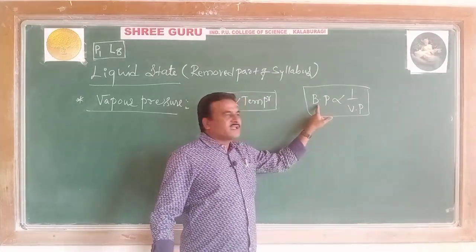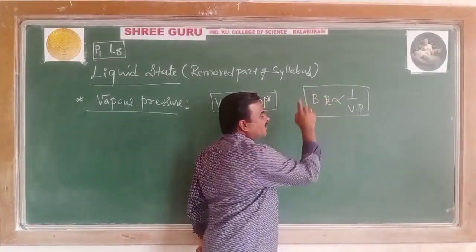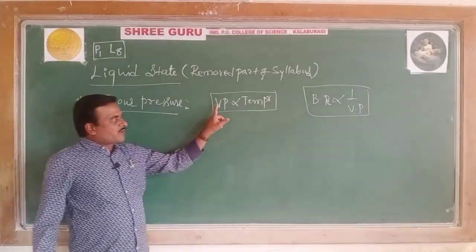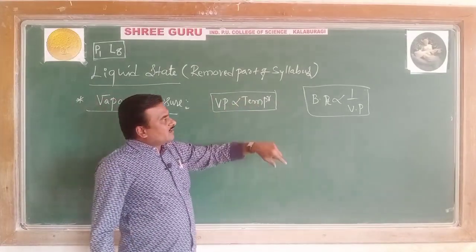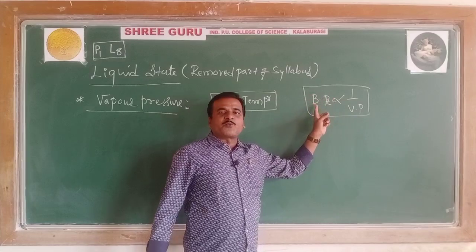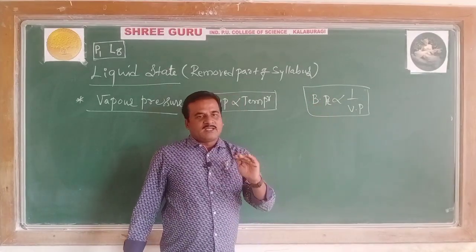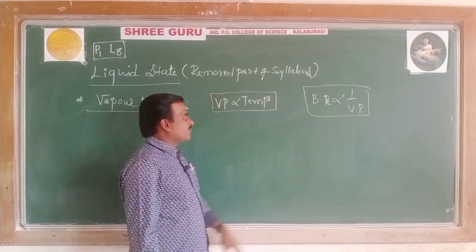The more the vapor pressure, the more it boils out. So BPT is nothing but boiling point. This is the point one should remember. Vapor pressure of any liquid is directly proportional to temperature. Then vapor pressure is inversely proportional to the boiling point of a liquid. More the vapor pressure, lower the boiling point. Lesser the vapor pressure, more is the boiling point.